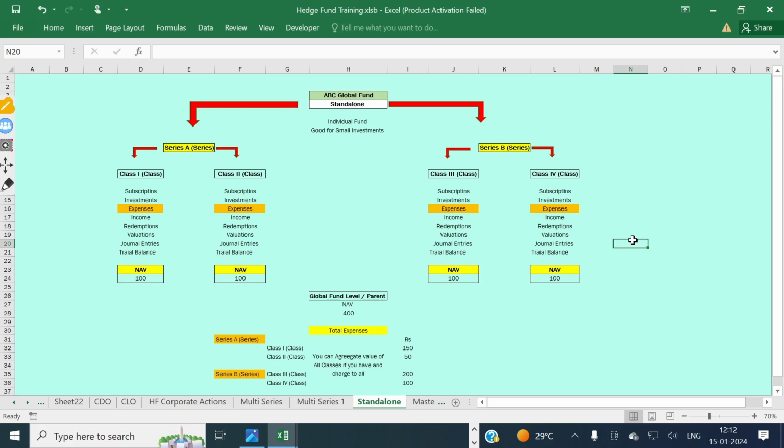All right. So the first structure that we're going to discuss is the standalone structure. Standalone means stand alone. So it's a single fund structure in short. When we say standalone, it means it's a single fund structure. If you have only one fund without any mixture of multiple securities, such as a combination of equity, bonds, debentures, options, or different securities and all.